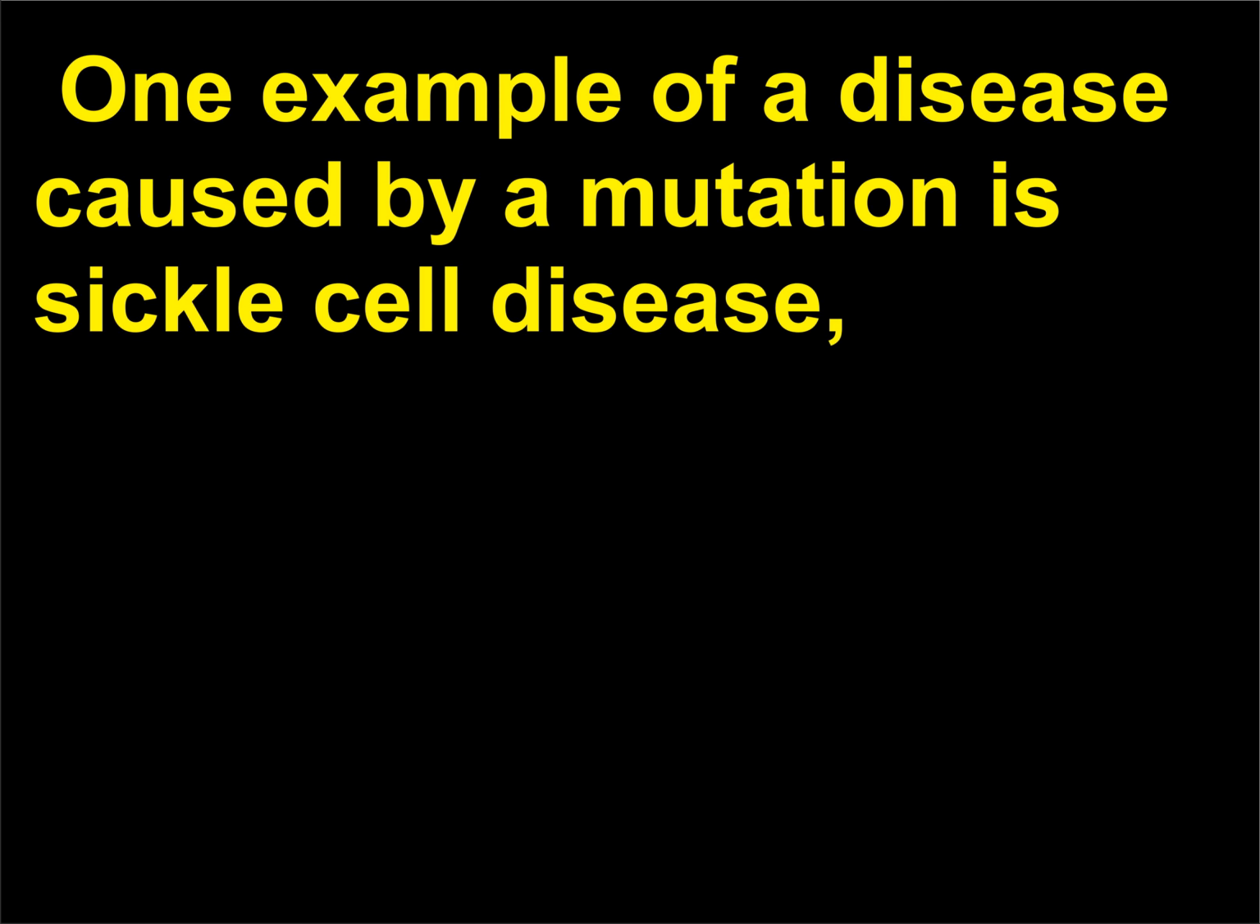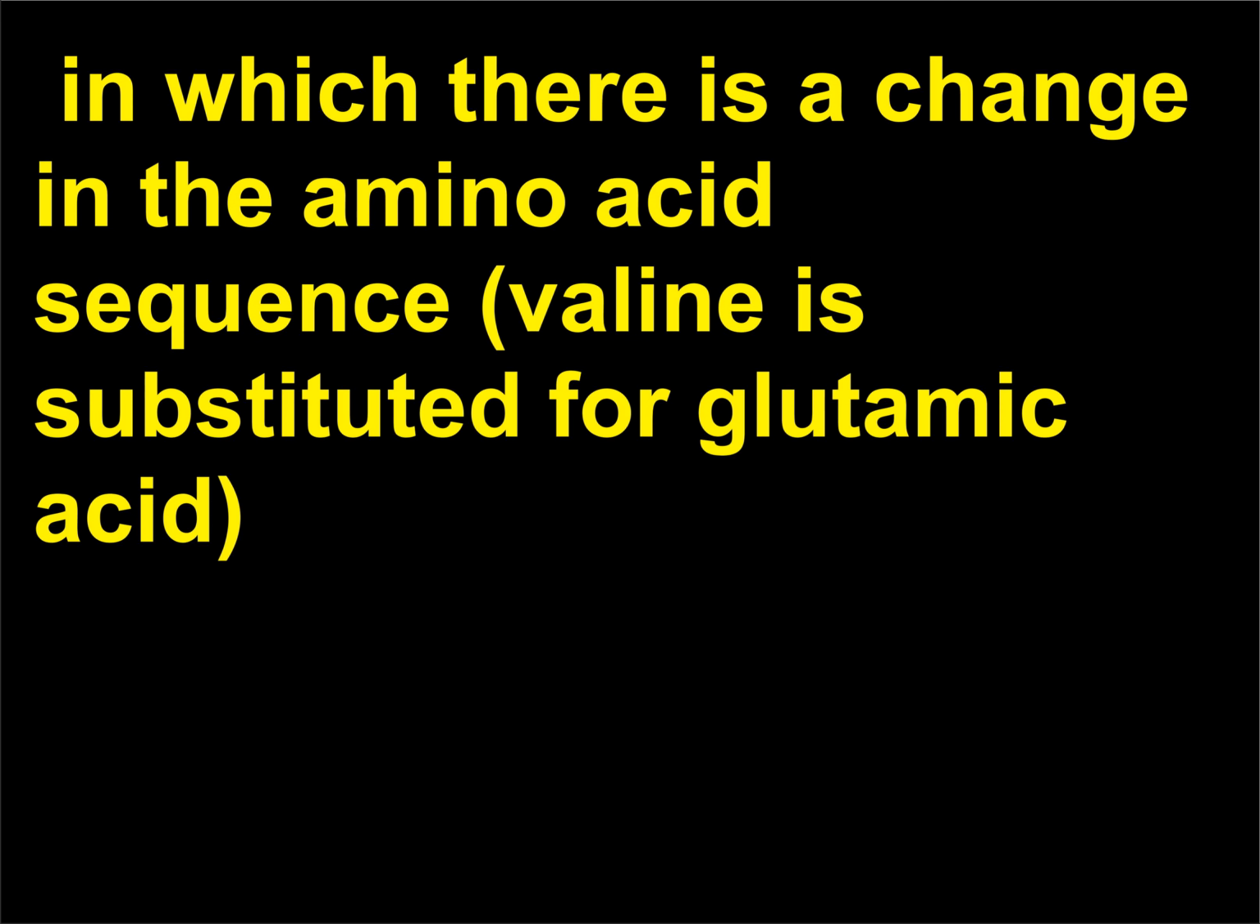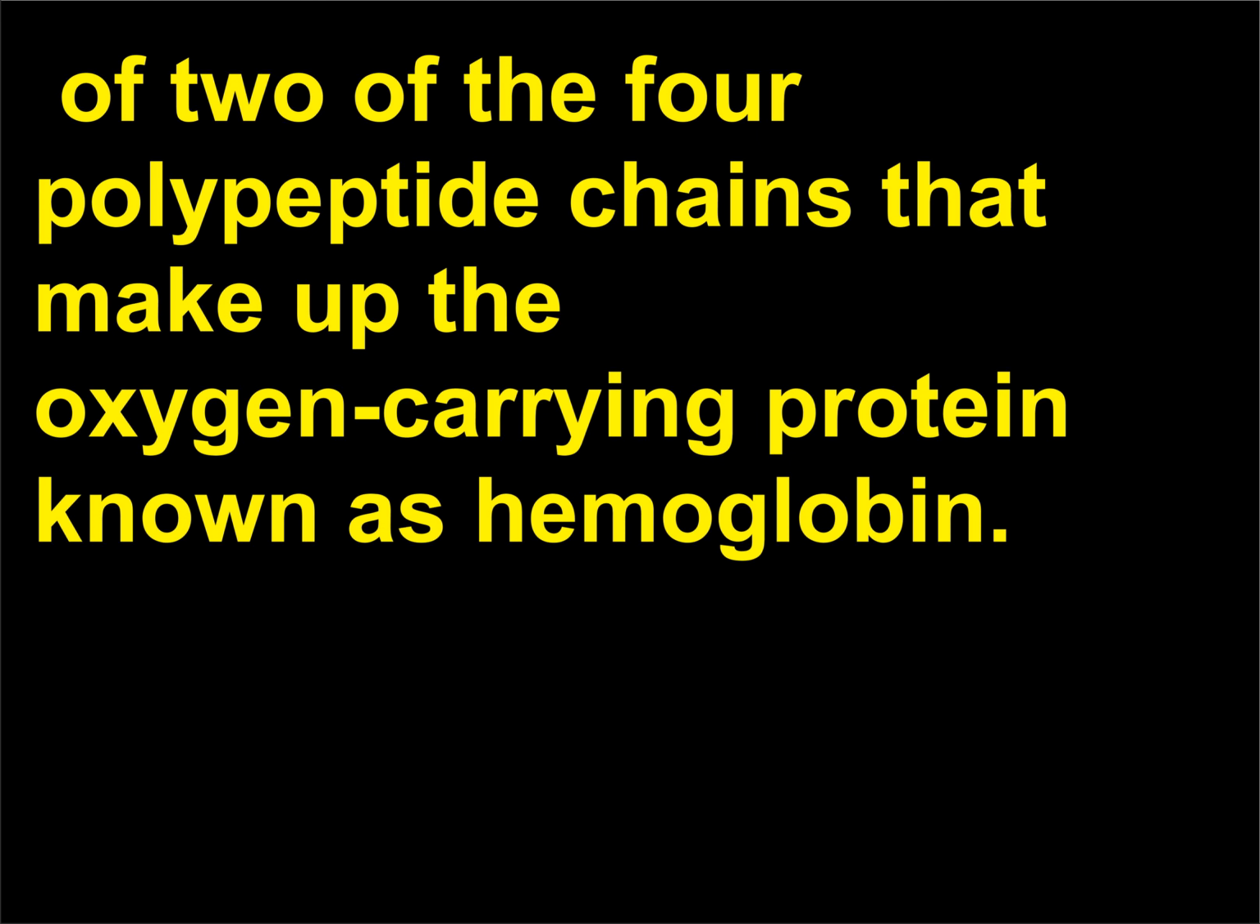One example of a disease caused by a mutation is sickle cell disease, in which there is a change in the amino acid sequence. Valine is substituted for glutamic acid in two of the 4 polypeptide chains that make up the oxygen-carrying protein known as hemoglobin.